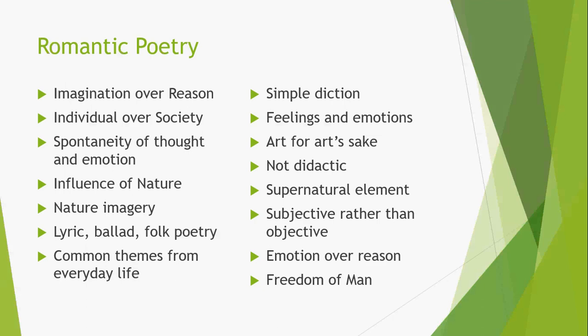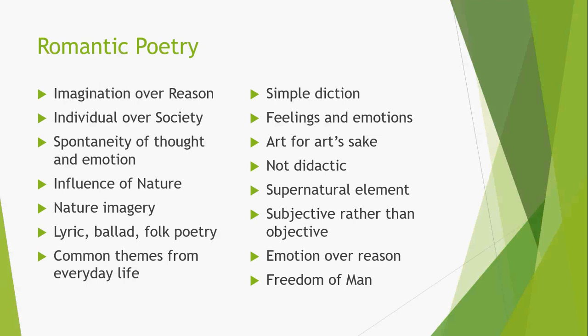We find now a break, in fact we can say a complete break from neoclassicism. Most of these points that I have listed are the opposite of what we discussed in the neoclassical poetry. The neoclassical poets gave importance to reason over imagination. The romantic poets gave importance to imagination over reason. For them, society was more important than the individual. Here, the individual is more important than society. The romantics gave a lot of importance to spontaneous overflow of thoughts and emotions.